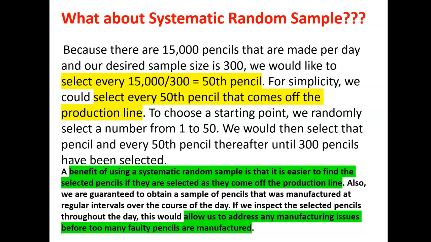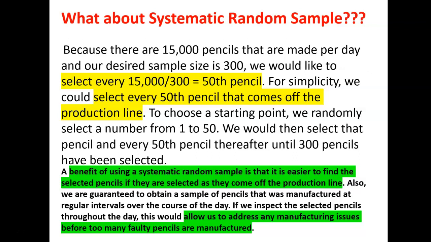That's perfect. I don't know if fireworks go off or what, but every time a 50th pencil comes through, they stop the machine, grab the pencil, and check it out. This is very much how quality control is done in many manufacturing settings because it's easy for them to look at what's going on.